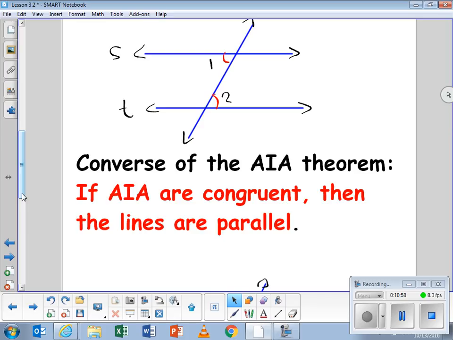Yesterday we started out knowing the lines are parallel. Today we start out knowing the angles are congruent. What's that name? Parallel. Okay, sorry, I couldn't hear what you were saying. Parallel.